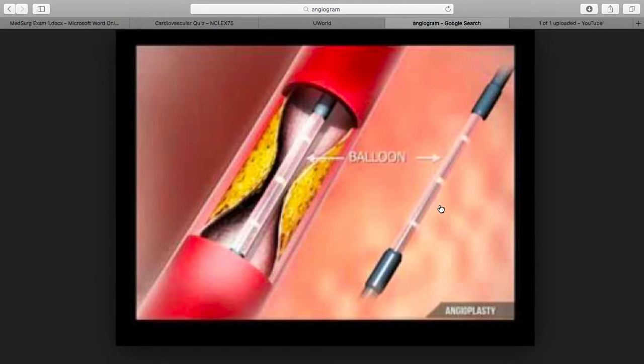Then there's an occlusion. But the next step is getting the patient walking. The patient usually will walk day 1 or day 2, depending on the physician, on the surgeon. So this is not a surgery where you're going to stay at home and not get well.